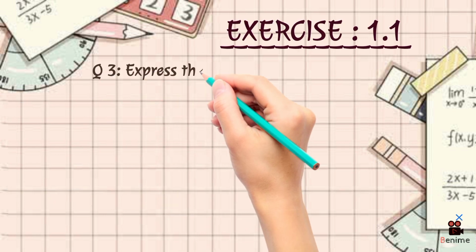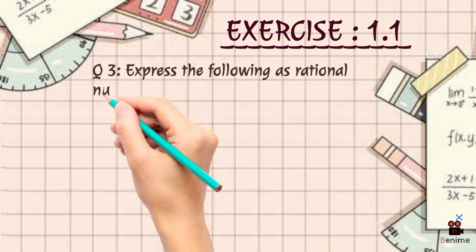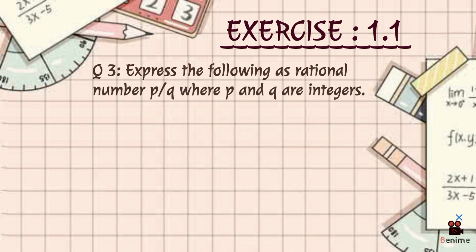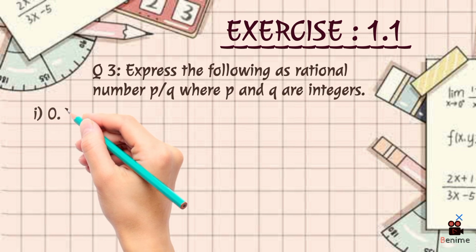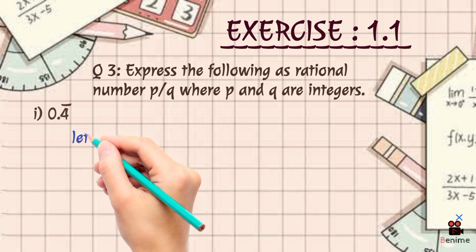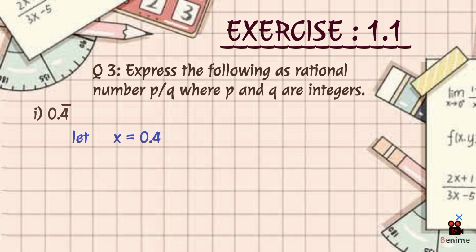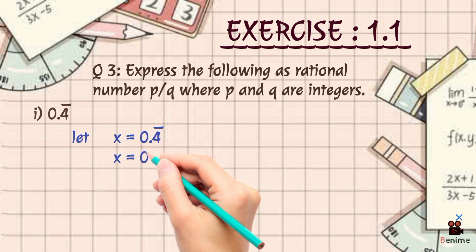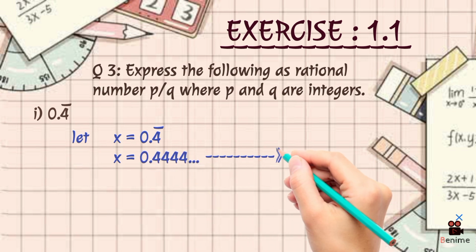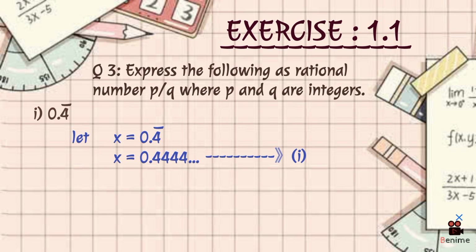Next question number 3 is, express the following as rational number in P over Q form where P and Q are integers. First is 0.4 bar. This bar means 4 is repeated infinite times. First let us consider x equals to 0.4 bar. Then x equals 0.444 and so on. And mark it as equation number 1.